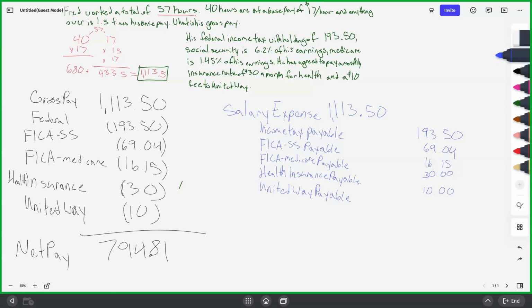What technically is that net pay going to be called? Salary payable, what we're hopefully going to pay our employee. Or you can do wages payable, as long as you tie it back. If you use salary expense, use salary payable. If you use wage expense, use wage payable.